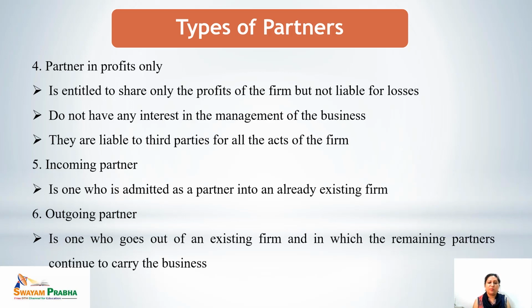Next is the incoming partner. When there is a partnership firm, if a new partner enters the firm in between, this is called an incoming partner. Similarly, an outgoing partner is one who goes out from the existing firm. If any partner goes out of the business because of his retirement or because of his unwillingness to work with the partners, the person would be known as an outgoing partner.